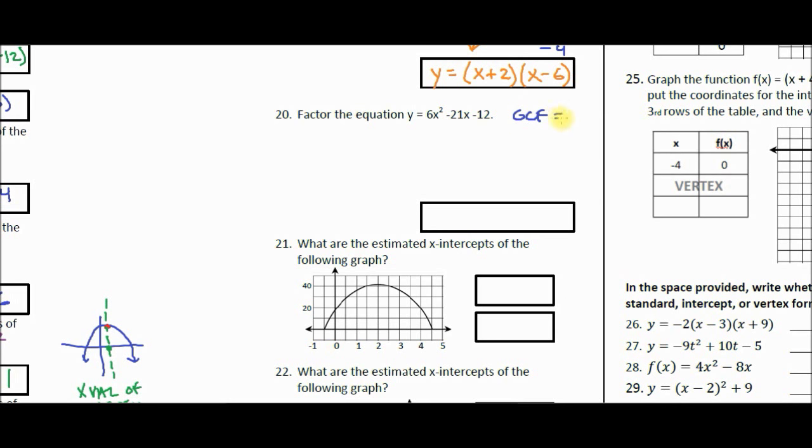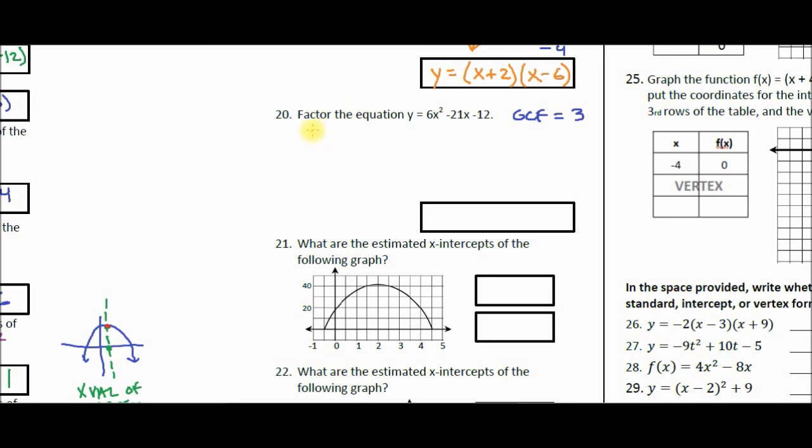We're going to start with the smallest number, and that is 6. 6 goes into 12, looks good, but 6 does not go into 21. Let's try 5. 5 doesn't go into 6. How about 4? Nope. How about 3? 3 goes into 6. 3 goes into 21 7 times. 3 goes into 12 4 times. We found our GCF is 3. And because our A value is positive, we'll just pull out a positive 3.